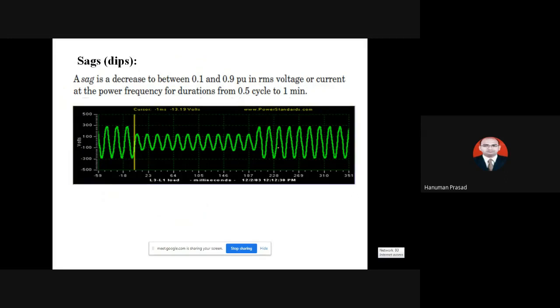What is the voltage sag? Sag or dip. Sag is a decrease to between 0.1 to 0.9 per unit in RMS voltage or current at a power frequency for a duration of 0.5 cycle to 1 minute. That means देखिए यहाँ पे देखिए, this waveform is smooth, and during this time period, this waveform is decreasing. This is called the voltage sag or voltage dip. Means इस टाइम पे क्या होगा? Your waveform is like this.